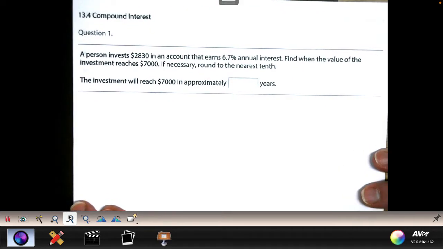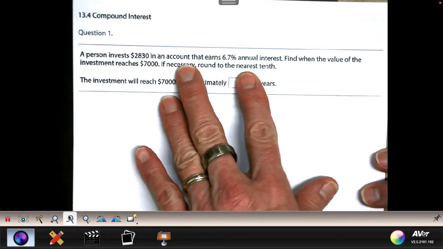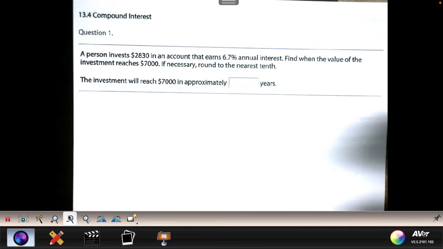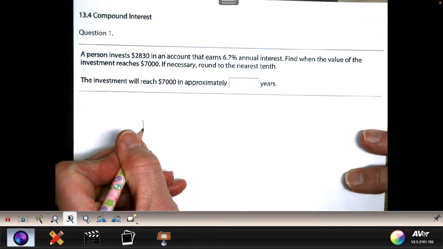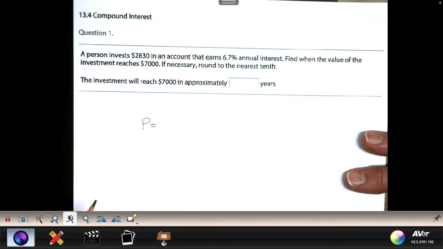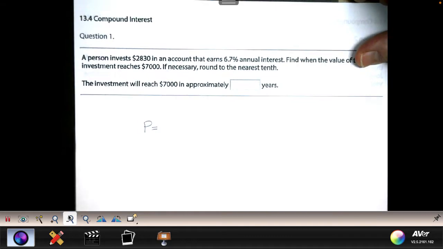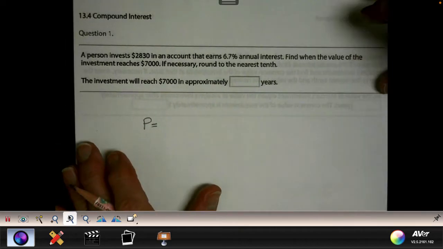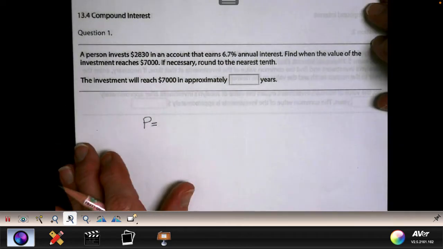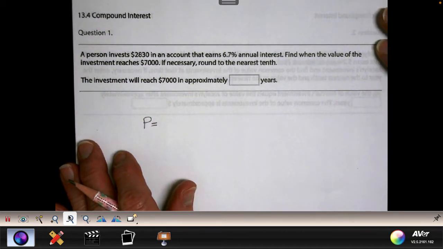So since you can't highlight on your iPad, you just want to label the values they give you on your scratch paper or your journal. And we'll read this story.